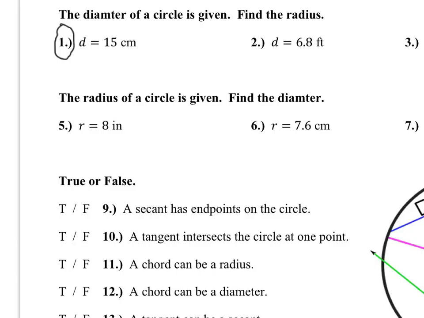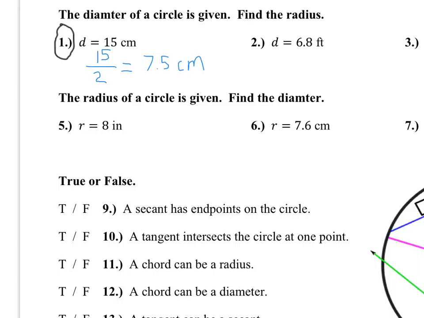So if we know the diameter, in order to find the radius, we want to take the length of the diameter, which in this problem is 15, and divide it by 2, since the diameter is twice as big as the radius. When we do that, we know that the radius is 7.5 centimeters.